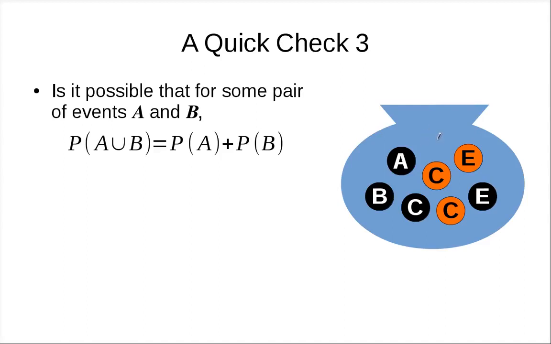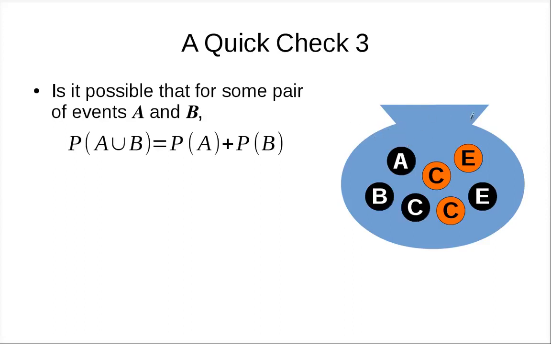Like, is there any two events such that the probability of the union of the events equals the sum of the probabilities of the events? So can you find some example? So I give you a few more seconds to think. All right, there are many, right? I should say the answer is yes, right? But anyway, there are many.